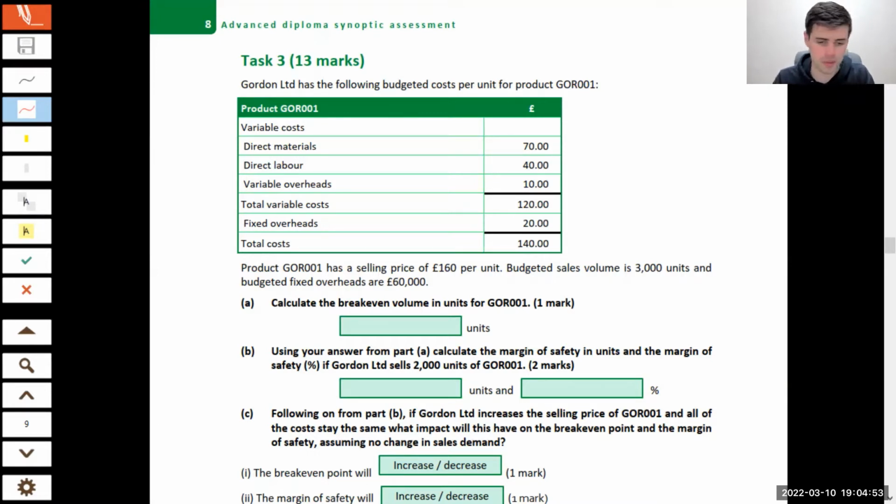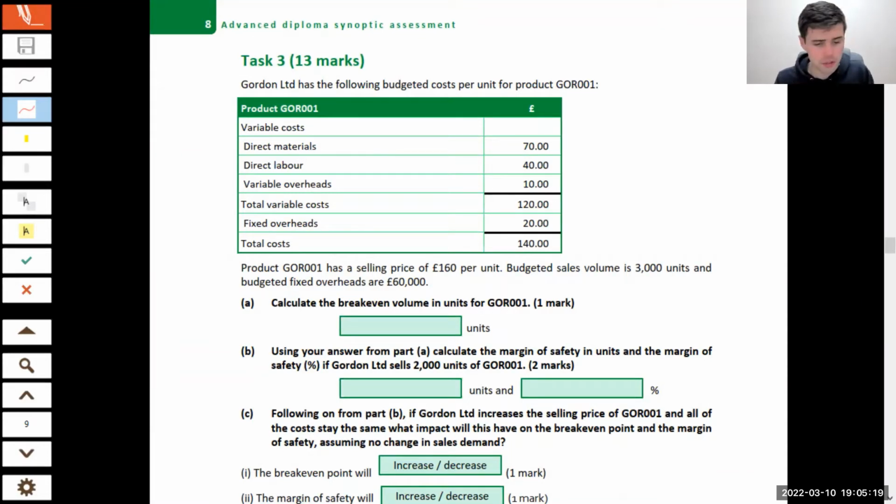So in this question, we're working for Gordon Limited, and we've been told that we have the following budgeted costs per unit for GOR 001. We've just got a handful of different things here. We can see that we've got variable costs such as materials, labour, even some variable overheads. We've also got a fixed overhead as well. So all in all, it's coming to a total cost of £140.